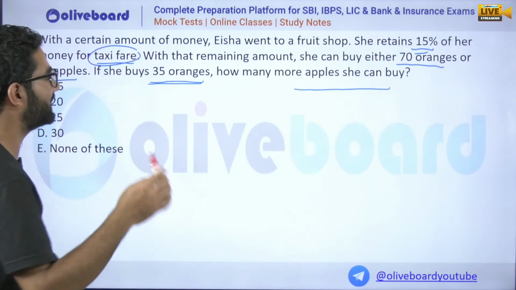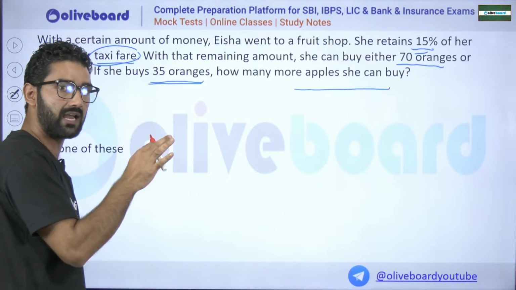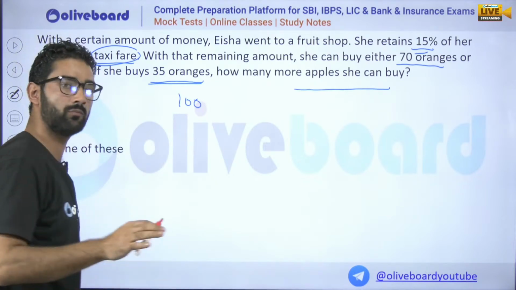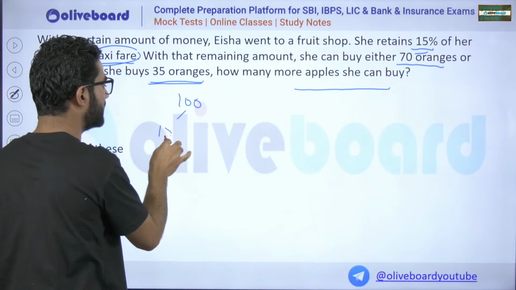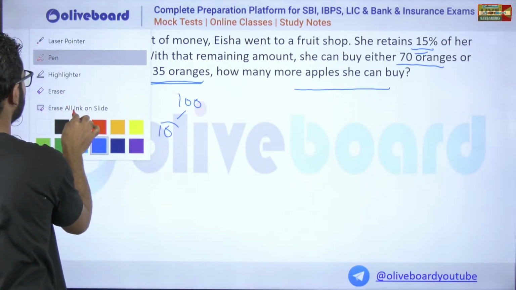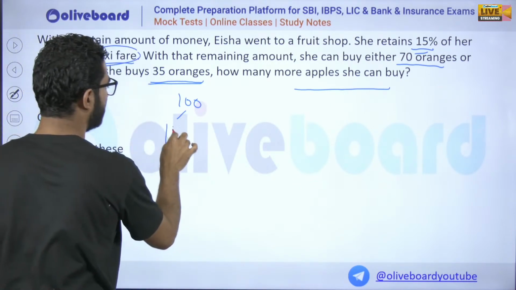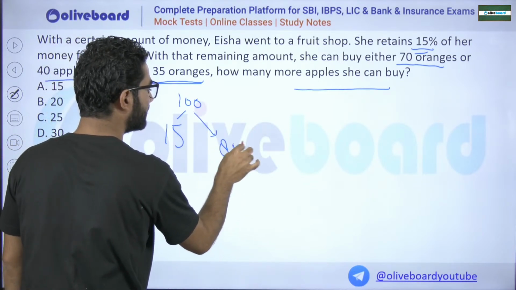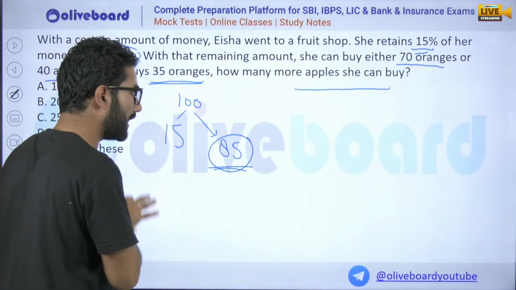Now if you see the question, whenever percentage value is given and there is no other data, you can just take 100. Assume that she has 100 rupees and she went to the market. Out of that, 15 rupees she reserved for taxi fare. Now she has only 85. This is the amount that we will deal with.